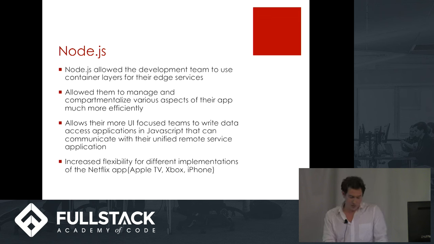So Node.js basically allowed the development team to use container layers for their edge services. It allowed them to manage and compartmentalize various aspects of their app much more efficiently. It allowed their more UI-focused teams to focus on the user experience and write data access applications in JavaScript that could communicate with that unified remote service application. And it increased the flexibility for different implementations of the Netflix app. So in other words, Netflix on Apple TV didn't exactly have to be the exact same as Netflix on the iPhone, on the Xbox, et cetera.